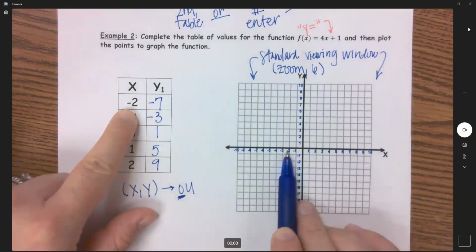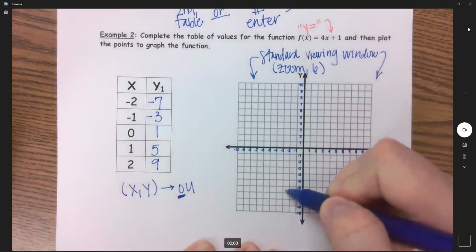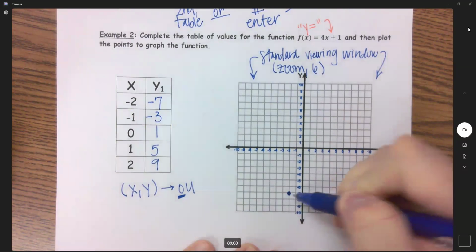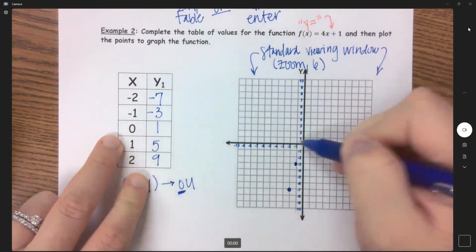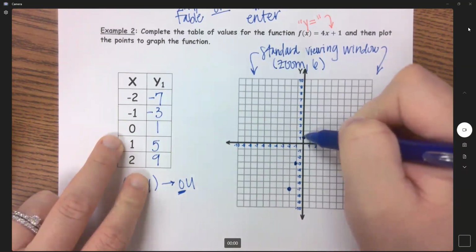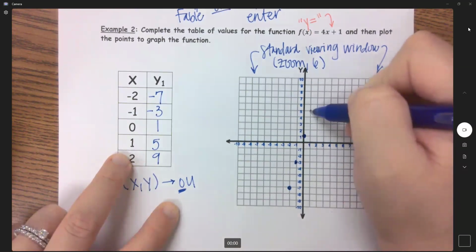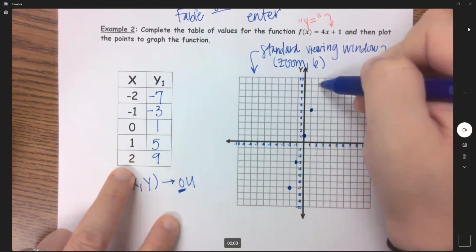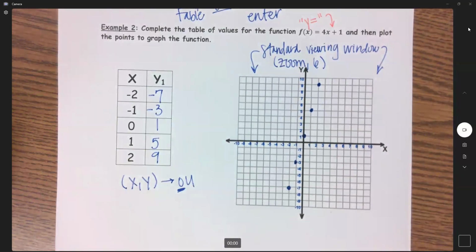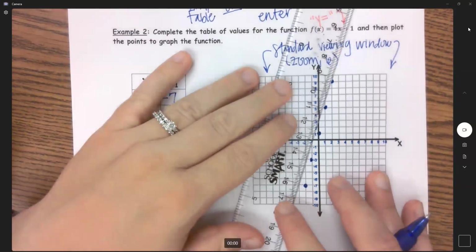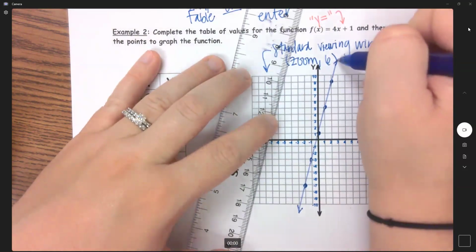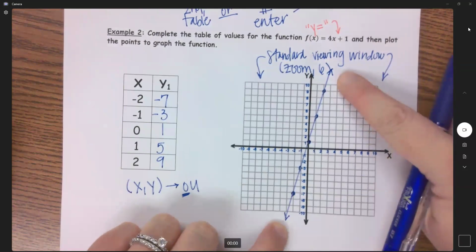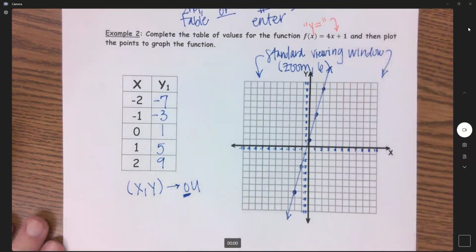So -2, -7 is down here. -1, -3, 0 left or right, 1 up, 1, 5, and then 2, 9. And you don't have to use a ruler, but I like straight lines. So here is my graph. Notice I am going to put arrows on both ends because this graph is going to go infinitely in both directions.